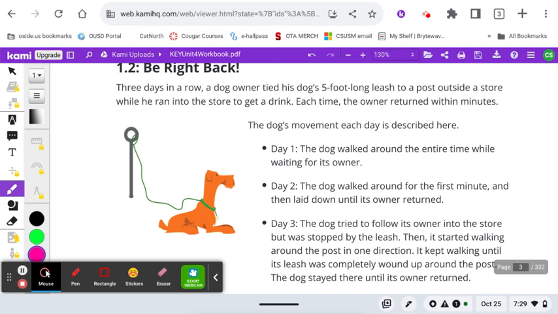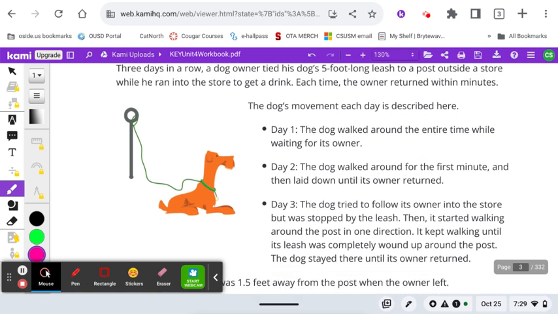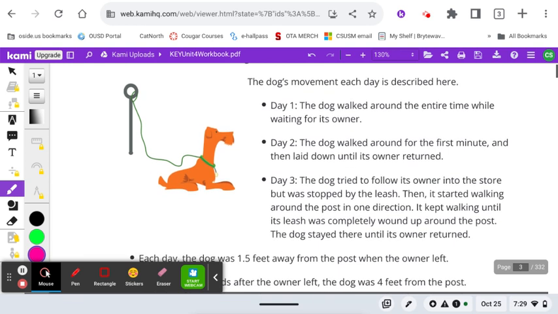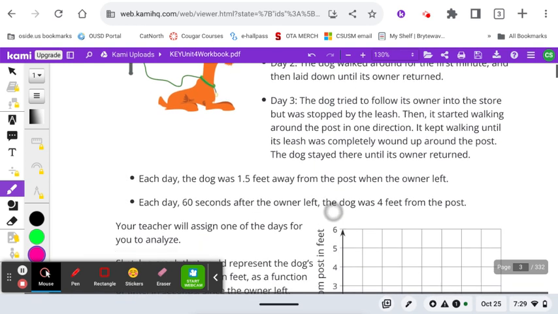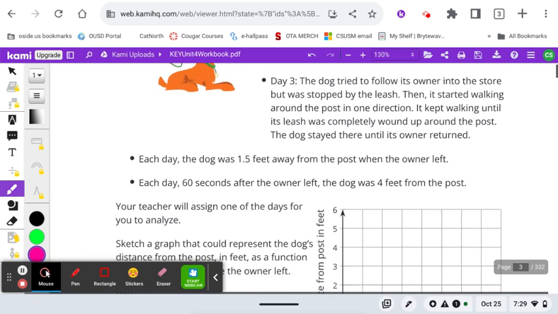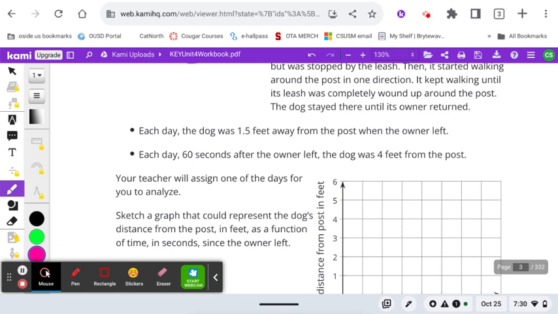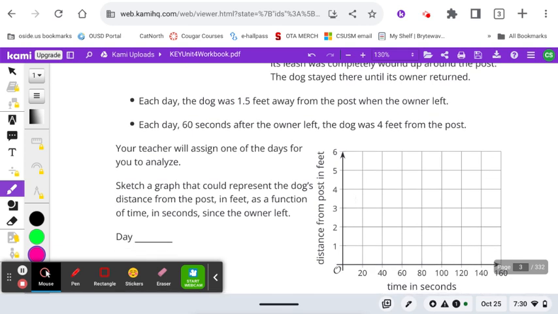Day 3, the dog tried to follow its owner into the store but was stopped by the leash and started walking around the post in one direction. It kept walking until its leash was completely wound up around the post. The dog stayed there until the owner returned. Each day, the dog was 1.5 feet away from the post when the owner left, and each day, 60 seconds after the owner left, the dog was 4 feet from the post.